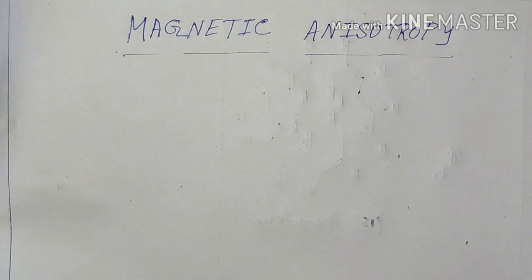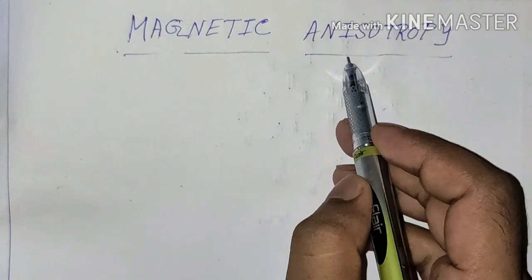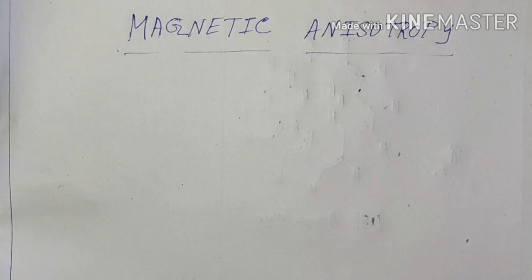Today I will discuss a very interesting topic of NMR spectroscopy that is known as magnetic anisotropy. This is a very interesting chapter, and questions have come from it in the CSIR NET and GATE exams. So watch this video carefully and till the end.